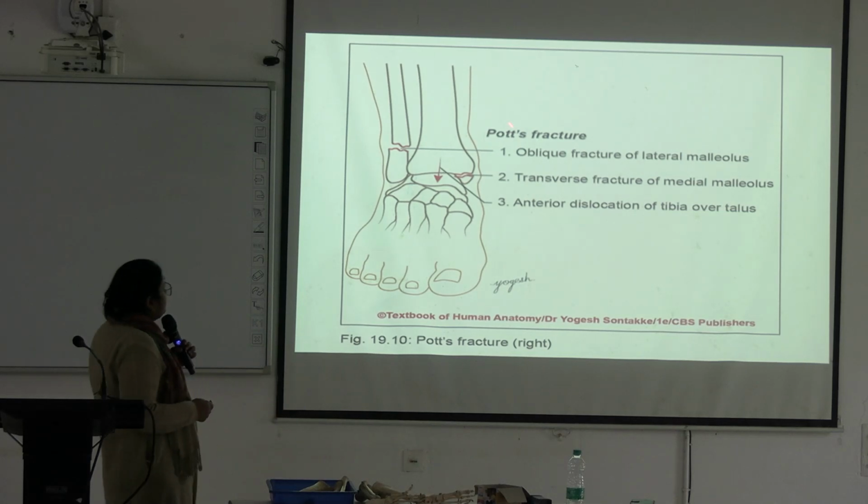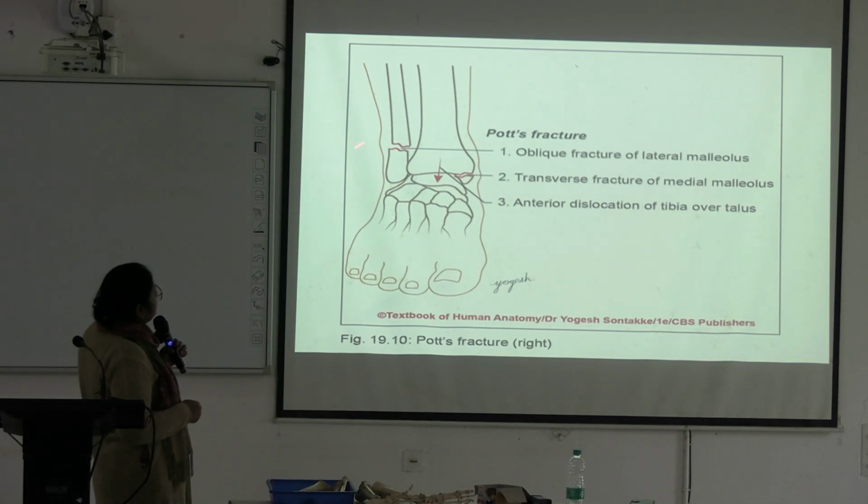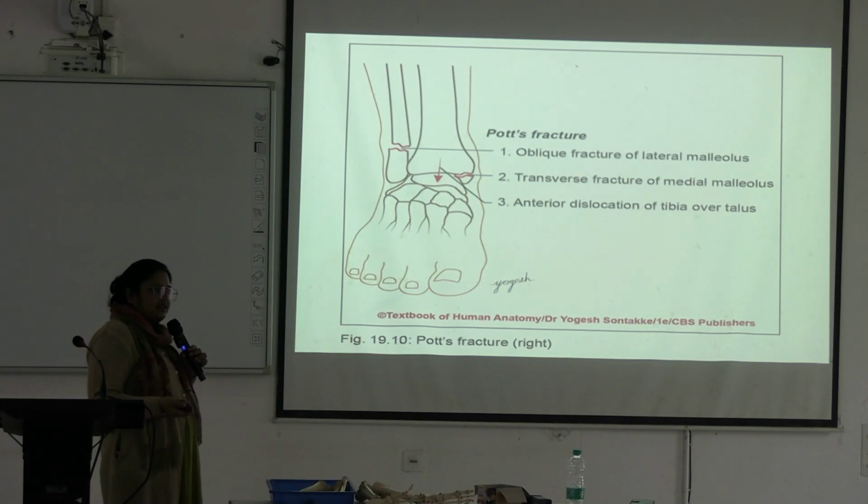Here you can see the Pott's fracture: oblique fracture of the lateral malleolus, transverse fracture of the medial malleolus, and anterior dislocation of the tibia over the talus.